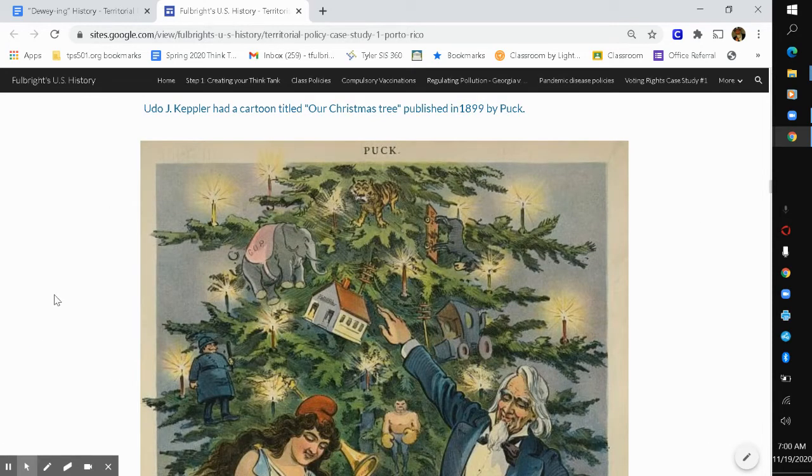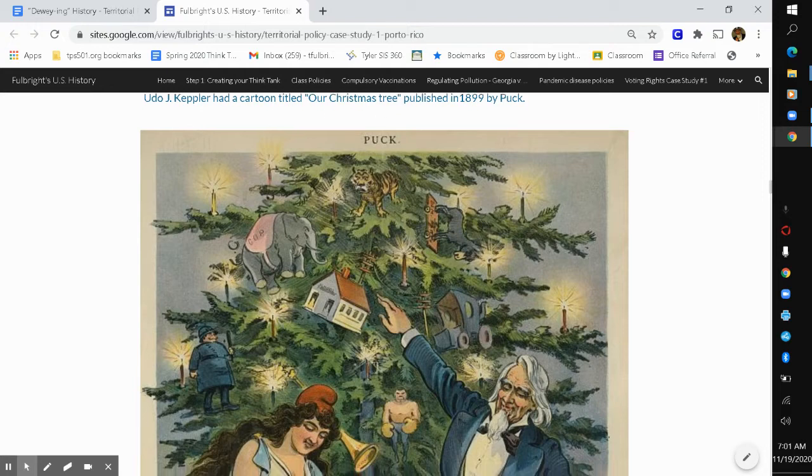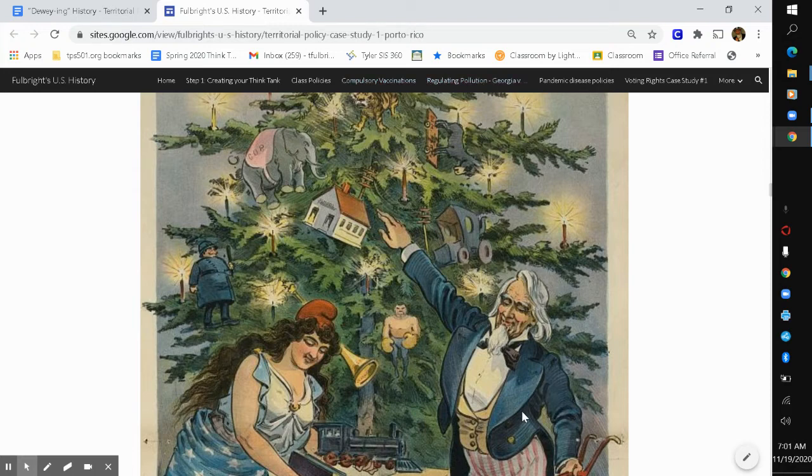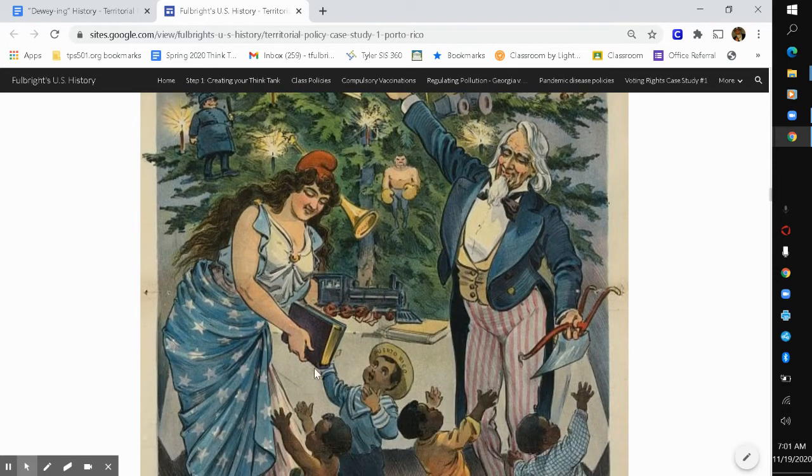We need to find out why people think these territories should be treated differently than the rest of the United States. We're going to look at this cartoon titled Our Christmas Tree from 1899. What kinds of things do we see hanging on the Christmas tree? Schools, some political stuff happening up there, police, technology, train, books, education. We have Uncle Sam and Columbia.